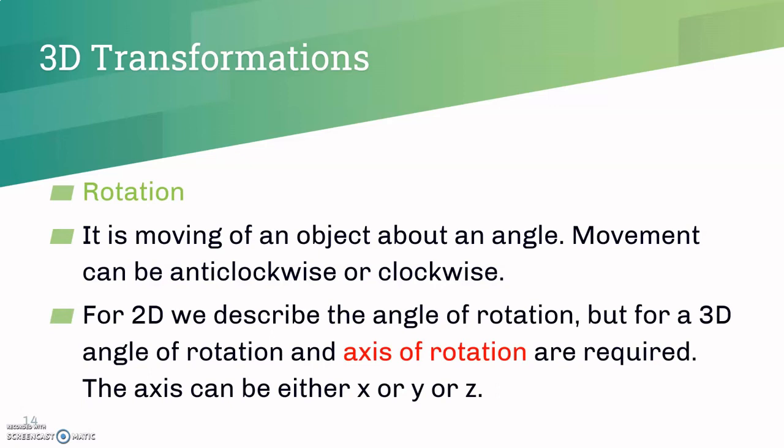For 2D, we describe the angle of rotation, but for 3D, an angle of rotation and an axis of rotation are required. So we have three axes, right? The axis can be either x or y or z. So here, along with the angle of rotation, we consider also the axis of rotation.